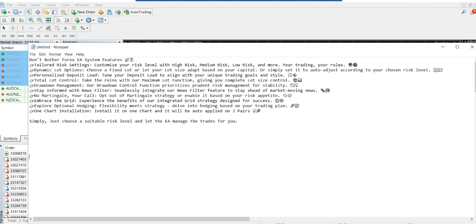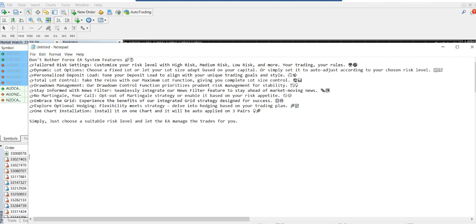The lot control: in case you would like to customize the settings on your own, you can take the reins with the maximum lot size function, and set what is the maximum lot size that you would like to trade with. Drawdown management: there is an inbuilt drawdown control function for better risk management and stability. And it has an integrated advanced news filter, so you can stay ahead of market moving news.